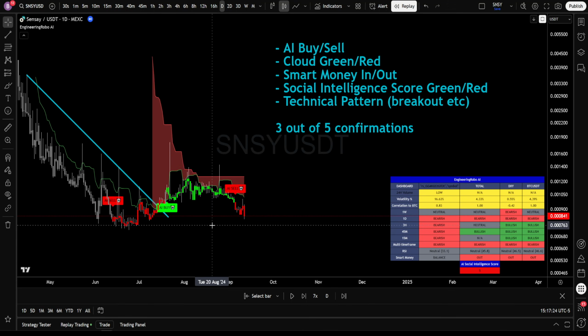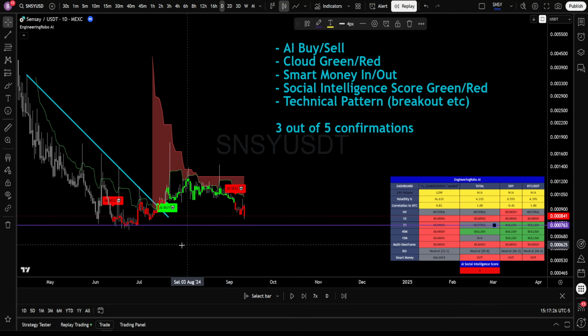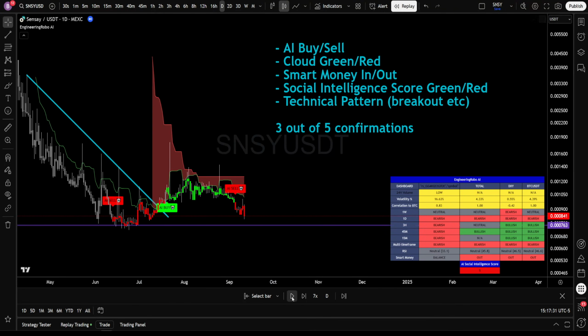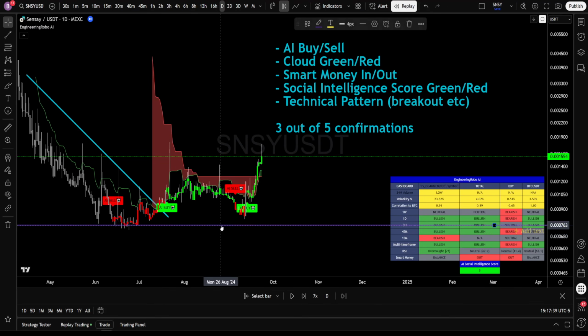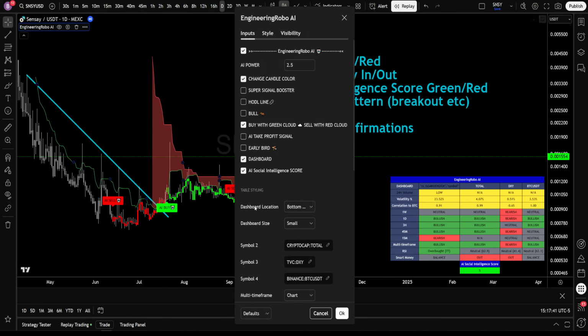Another thing you can do is draw your own support levels. You can put a line here for the previous support level if you wanted to. But I'm going to show you that Engineering Robo also has auto support resistance lines as well. So before I get into that, let me get rid of my line there.